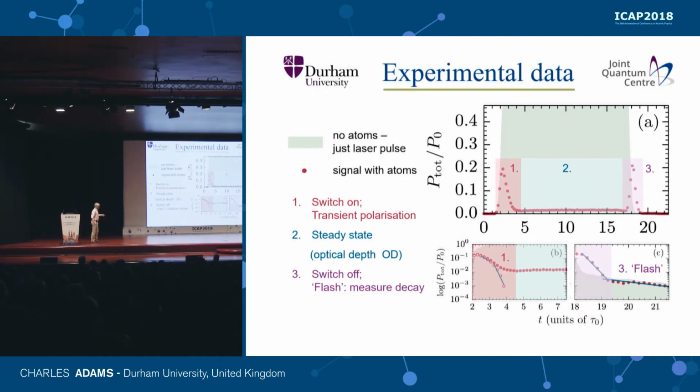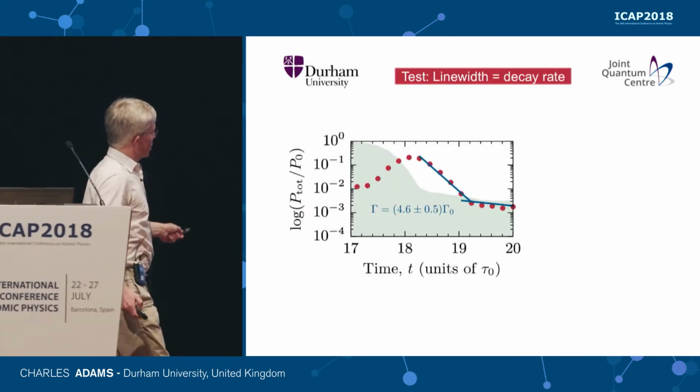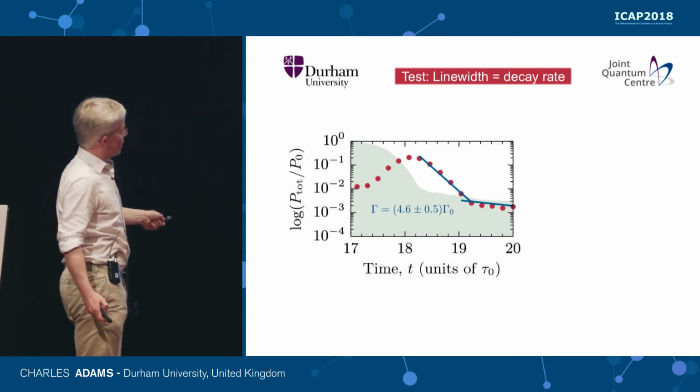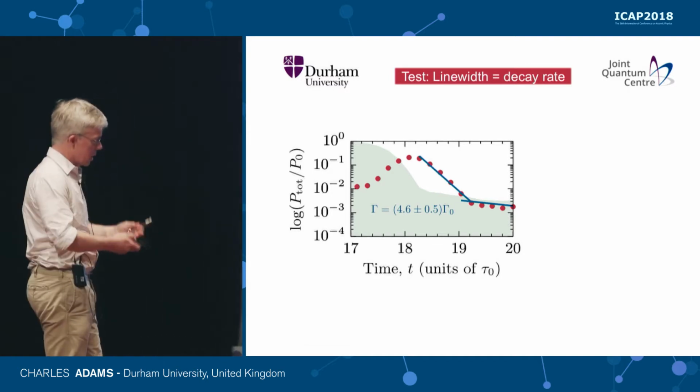So this is kind of a characteristic flash. That's the kind of thing we're interested in: measuring the decay of our medium, that is, the decay time of this flash. So that's what we're going to measure. And if we measure that, what we see is it's nearly 5 gamma 0. So it's really fast. This was a surprise because our medium isn't very dense.